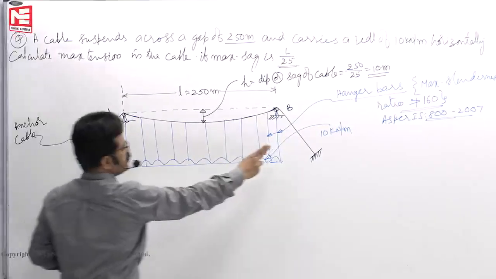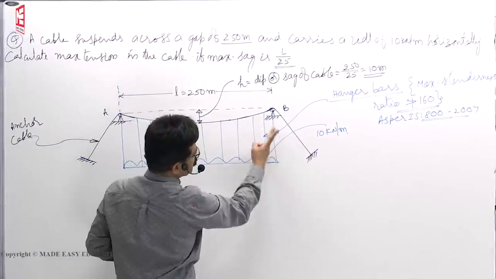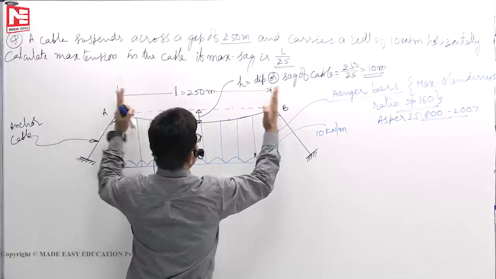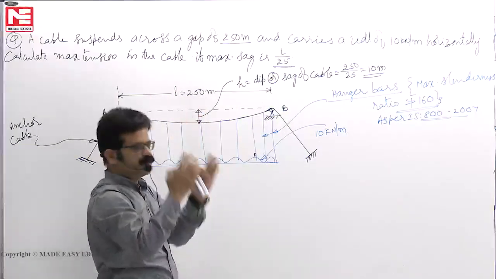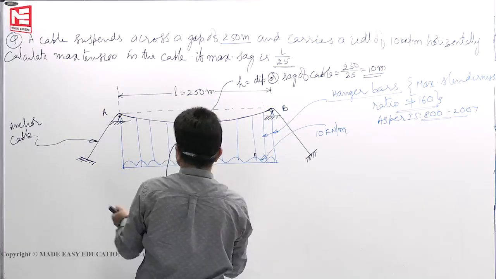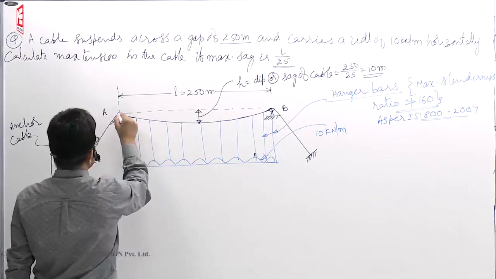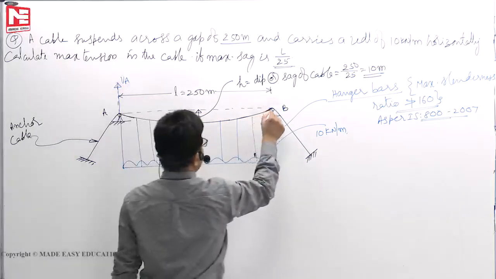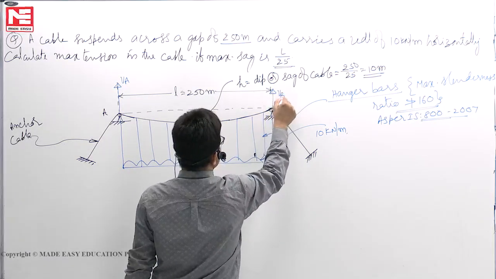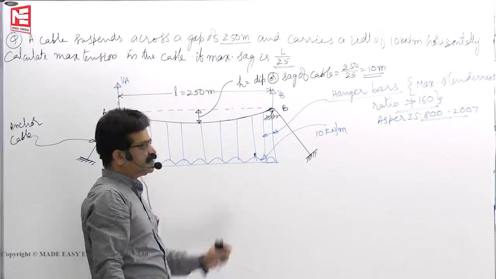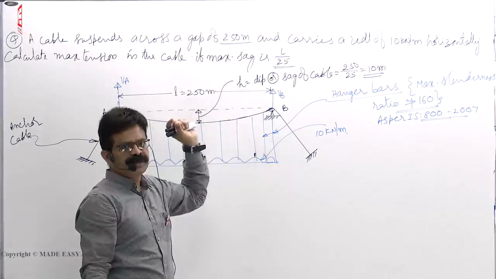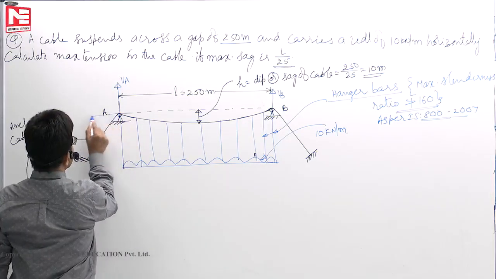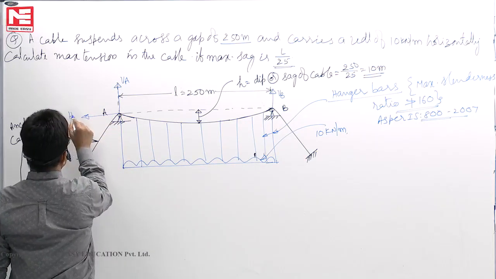We are not interested in the anchor cable part of the structure. We'll cut here, remove it, cut here, remove it. Only the AB part of the structure we are interested in dealing with. On AB, this is VA. VA and VB are the vertical reactions exerted by the pulley on the cable. It pulls like that. Then the horizontal reaction will act like this.